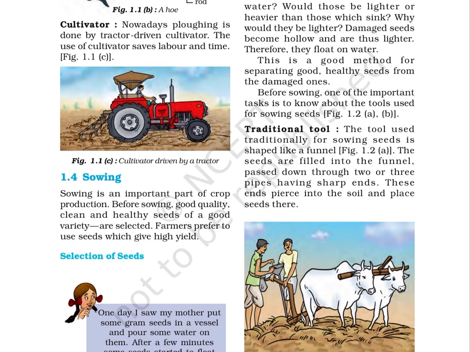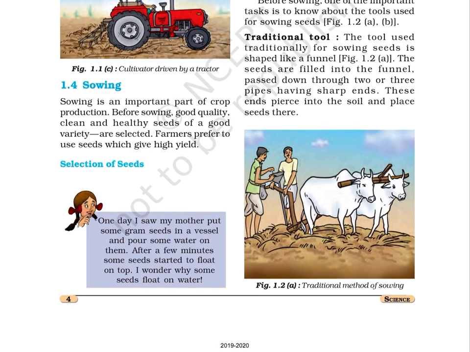1.4. Sowing. Sowing is an important part of crop production. Before sowing, good quality, clean and healthy seeds of a good variety are selected. Farmers prefer to use seeds which give high yield.